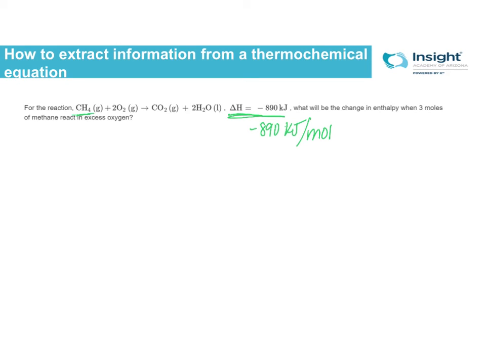We want to know how much energy would be given off if we burned 3 moles of CH4. I hope this sounds really easy to you, but if 1 mole would create 890 kilojoules, 3 moles is just going to create 3 times that, or 2,670 kilojoules. Alright, so you just multiply that by 3. Not horribly difficult, just something to keep in mind: sometimes they don't always write the per mole.